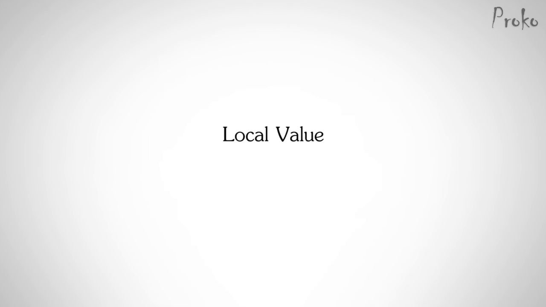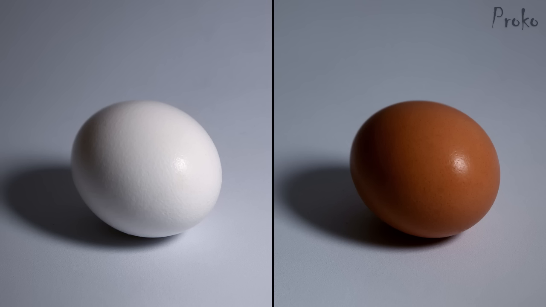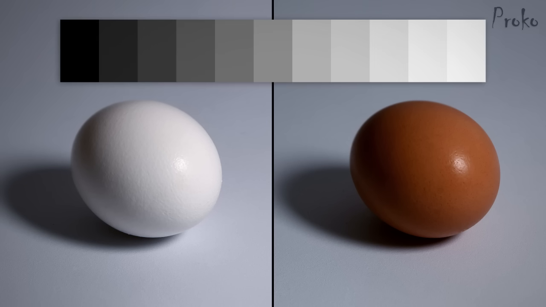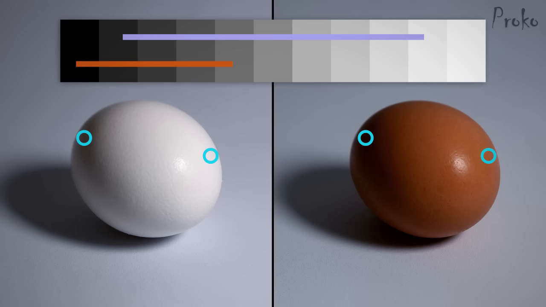There's two other things that I look for that could affect the value of the form. Local value. The local value of the object itself shifts the value range. These two eggs are lit exactly the same way, but you can see how the value range is different. On the white egg, the range from the darkest core to the center light is pretty wide. On the brown egg, the values get compressed and pushed darker.